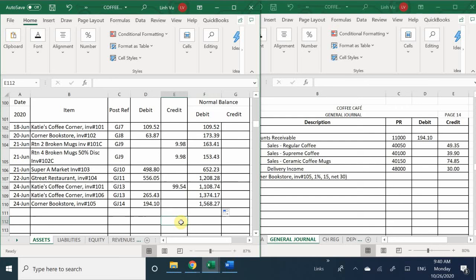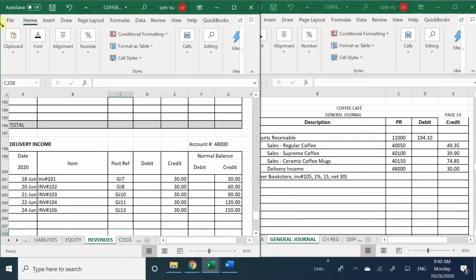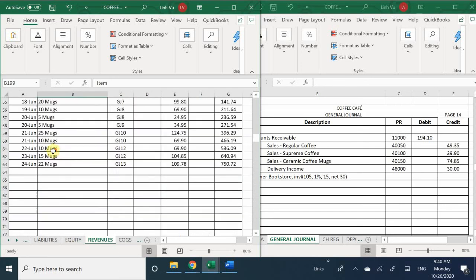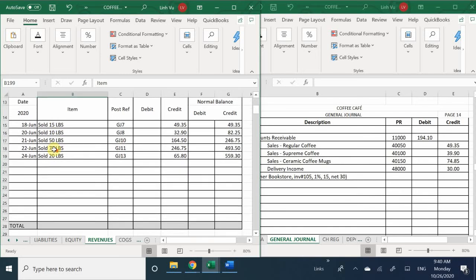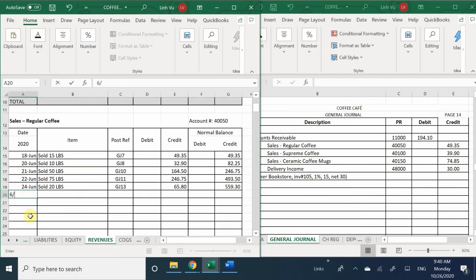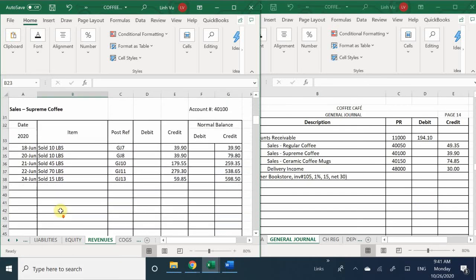Then go to revenues. Regular coffee, right at the top. Sales regular coffee. Got it. GJ14, sold 15 pounds. 49.35. Total comes to 608.65. Good. Then Supreme Coffee.